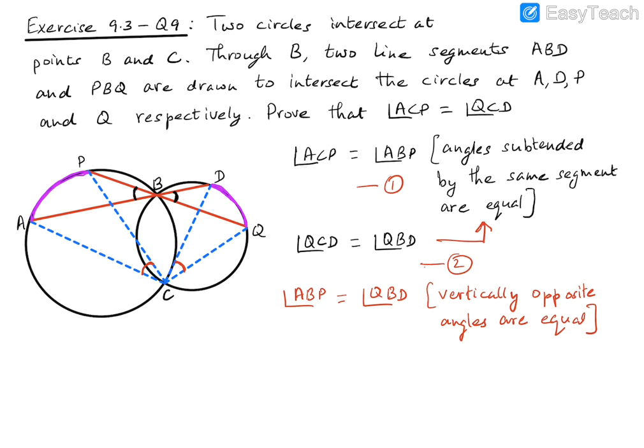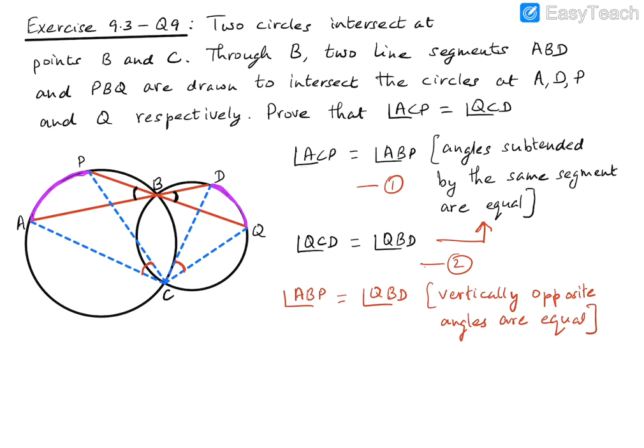Okay, now if we compare these equations, we have first shown that angle ACP equals angle ABP. Then we have shown that angle QCD is equal to angle QBD. And now we have shown that angle ABP and QBD are equal. So angle ABP, the right hand side of the first equation, and the right hand side of the second equation, which is QBD, these are equal. So if the right hand sides of these two equations 1 and 2 are equal, that means the corresponding left hand sides must also be equal.